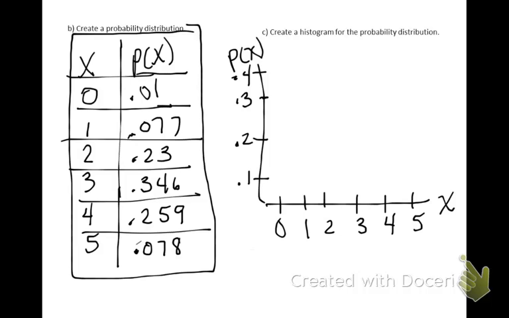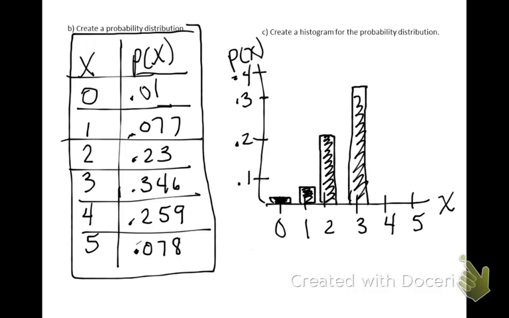The probability of 0 is 0.01. The probability of 1 is 0.077. For 2, it's 0.23. For 3, it's 0.346. For 4, it's 0.259. And for 5, it's 0.078. Notice that I've taken care to leave spaces between each of the bars. This is because the binomial distribution is discrete, so there are no values between 2 and 3, only exactly the number 2 and exactly the number 3.